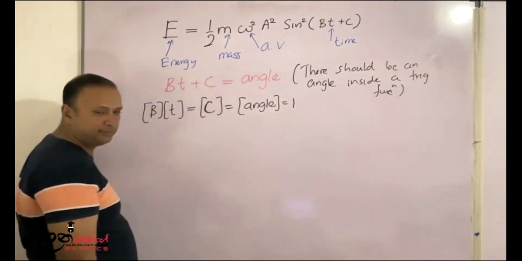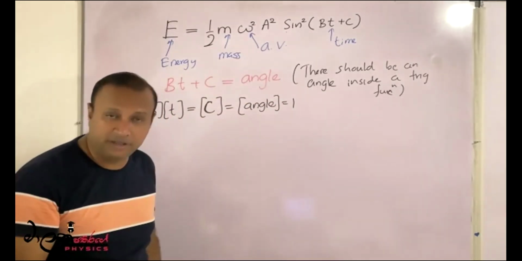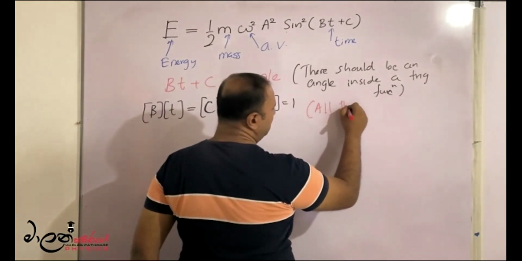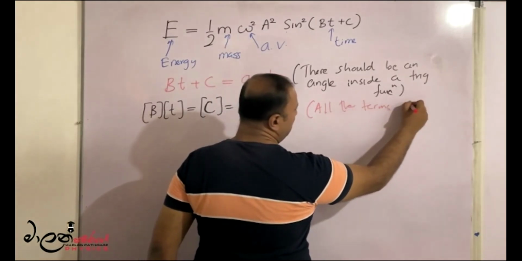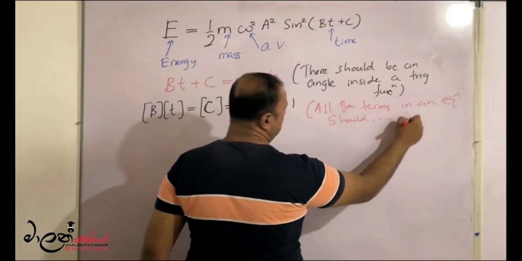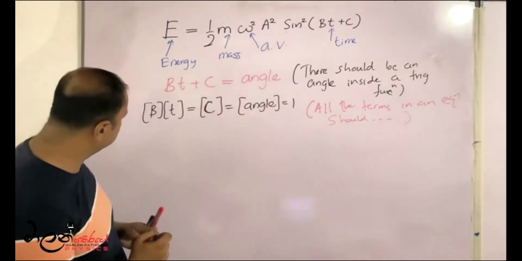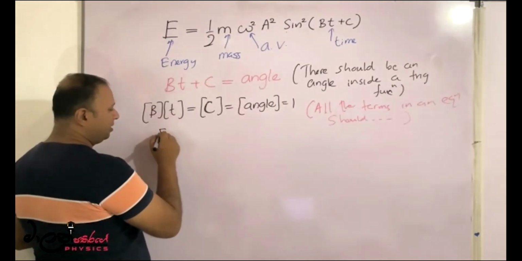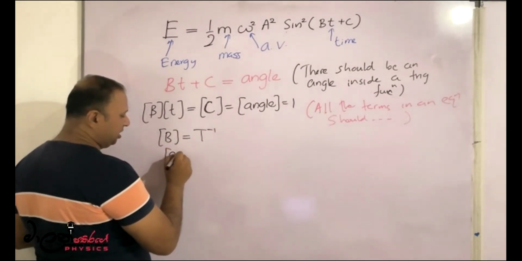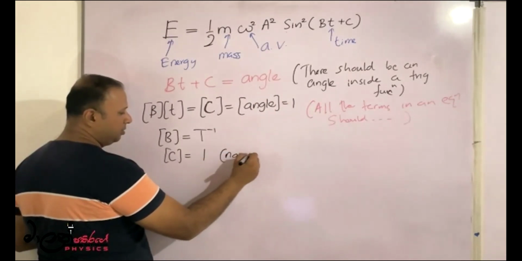So what is the reason for this one? All the terms in an equation should have the same dimension. That is the argument for this one. So from that, I can say the dimension of B should be equal to T minus 1, and the dimension of C should be equal to an angle, that is 1. That is no dimension.